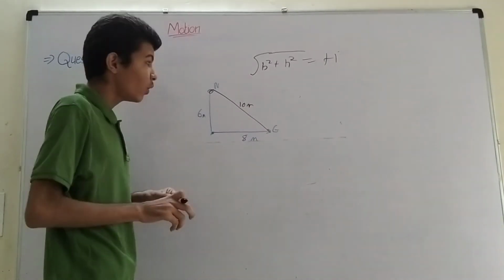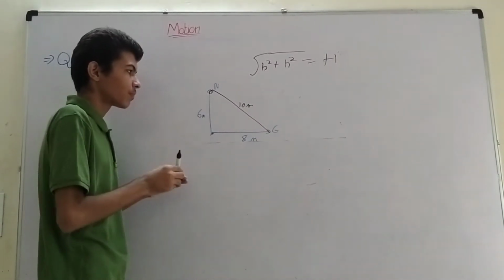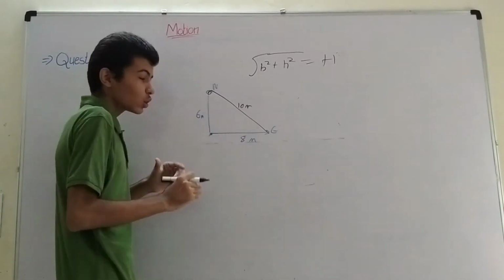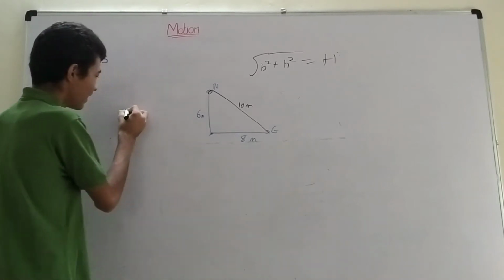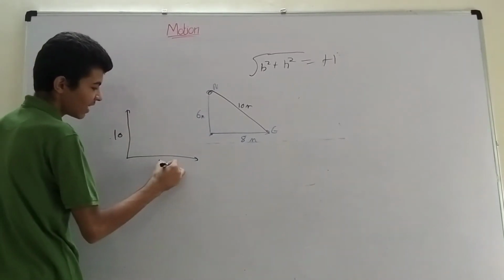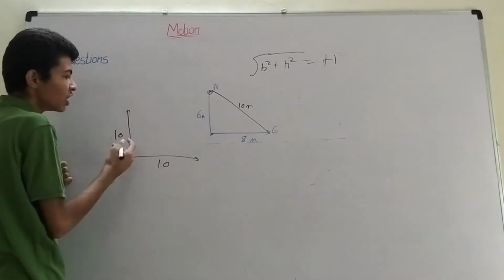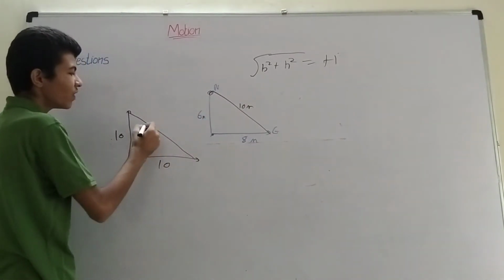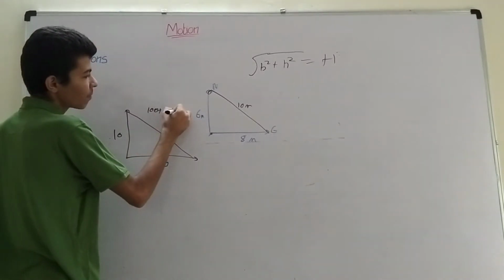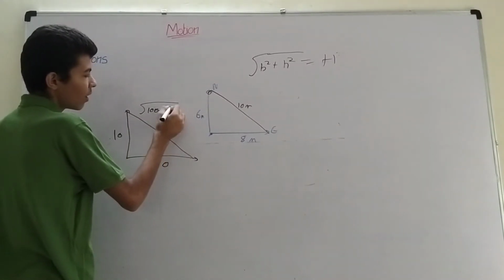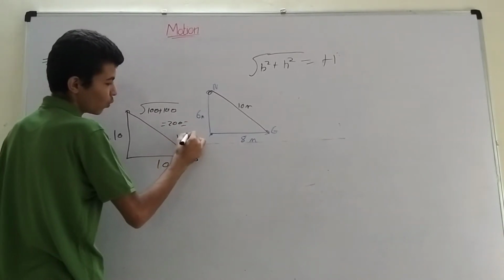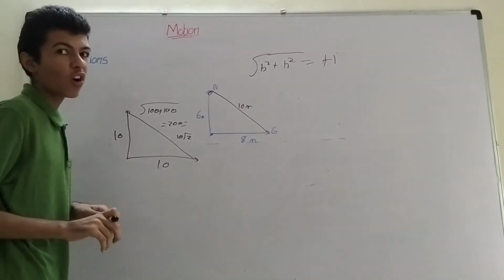Now what we have to find out, we can take this side as this. So what would be the displacement between this side and this side? By seeing, we can see that this side is 10 and this side is 10. So now what would be this side? It would be the square root of 10 squared plus 10 squared, which gives root 200, also written as 10 root 2. So this would be the displacement of the body.